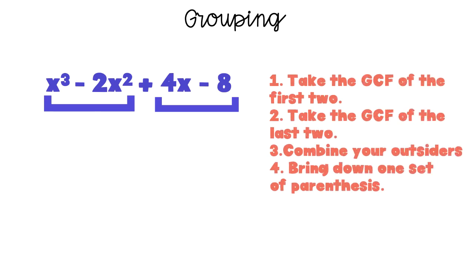You're going to take a GCF of the first 2 terms, then you're going to take a GCF of the last 2 terms. You'll combine your outsiders, you'll bring down one set of parentheses. Let's put that into action so it makes a little bit more sense.